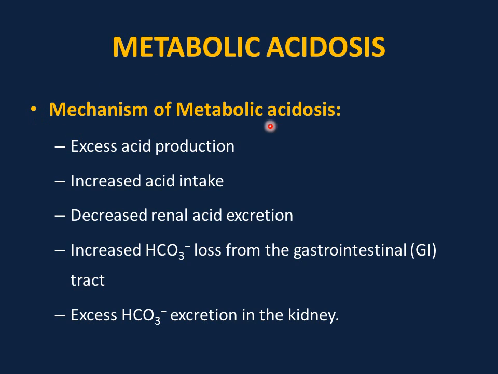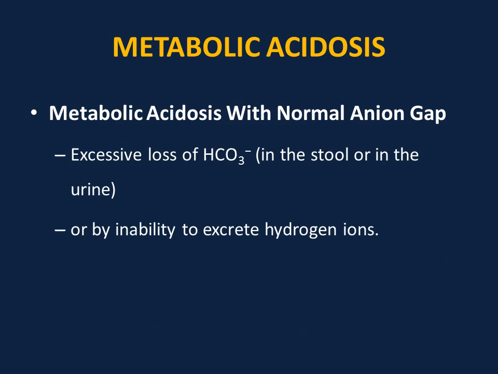Metabolic acidosis. The mechanism of metabolic acidosis is excess acid production, for example, in cases of DKA, increased acid intake, like for example acetylsalicylic acid intoxication, decreased renal acid excretion, increased bicarb loss in the GI tract, like in cases of diarrhea, or excess bicarb excretion in the kidney. Metabolic acidosis with normal anion gap is very important to know. The mechanism is excessive loss of bicarb, either in the stool, like in cases of diarrhea, or in the urine, like in cases of renal tubular acidosis, or by inability to excrete hydrogen ions.